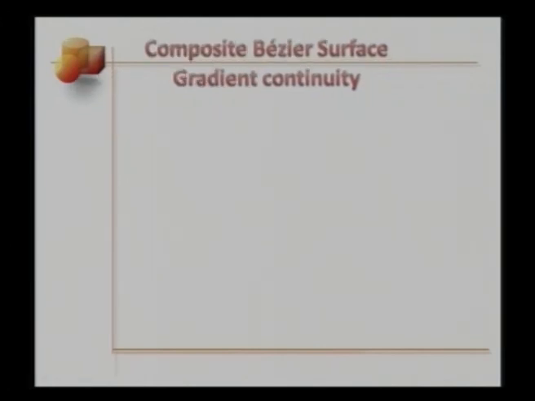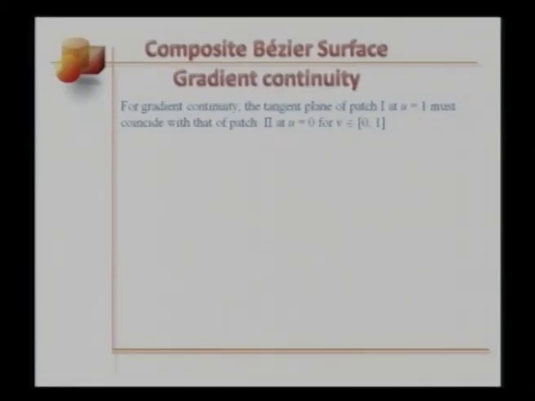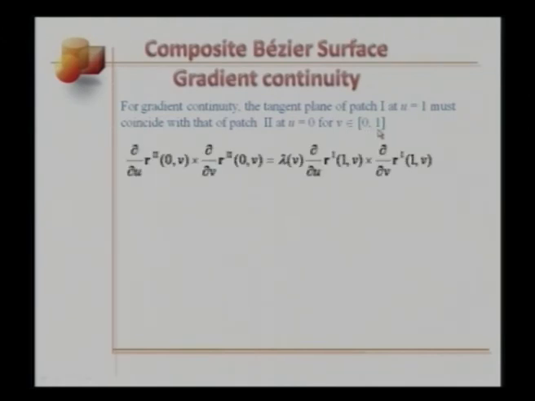Let's move forward and address gradient continuity across the patch boundary. For gradient continuity, the tangent plane of patch 1 at u equals 1 must coincide with the tangent plane of the second patch at u equals 0 for all values of v in between 0 and 1. So let's compute the tangent along the u direction for the second patch at u equals 0, and the tangent of the second patch along the v direction again at u equals 0. And let's compute the cross product between these two tangents. So the left hand side here will represent the normal to the tangent plane.